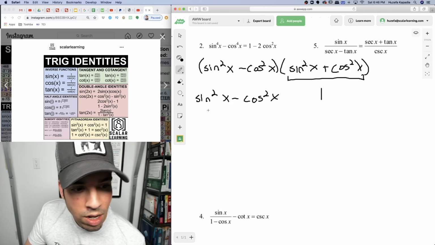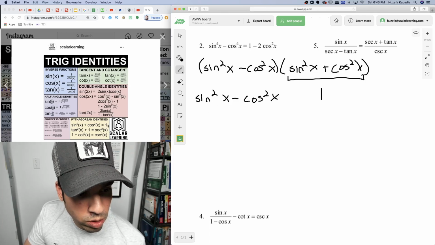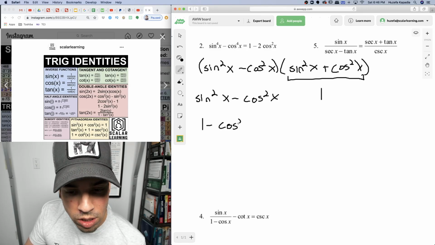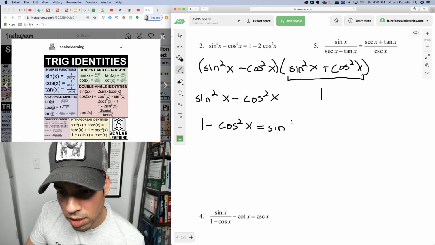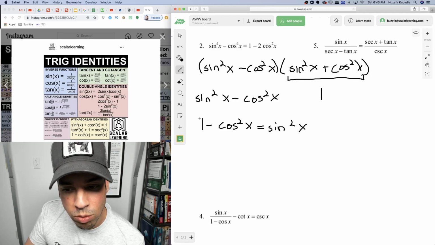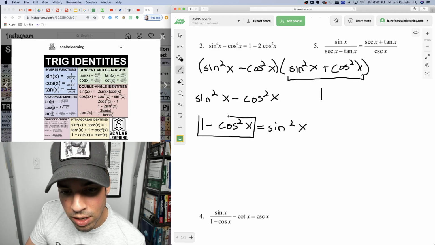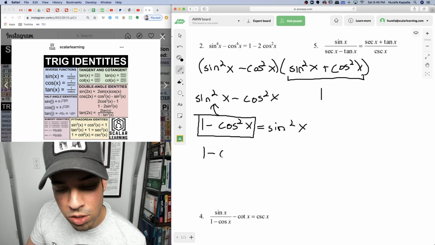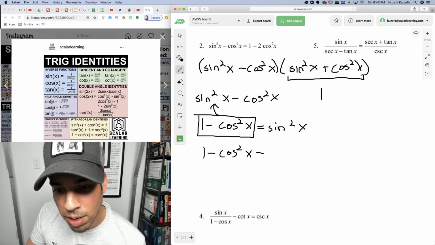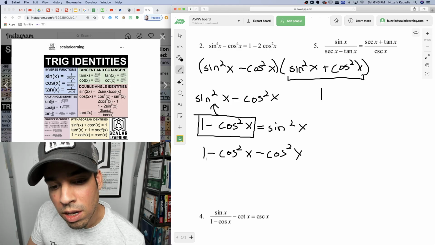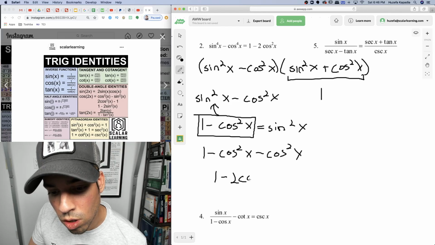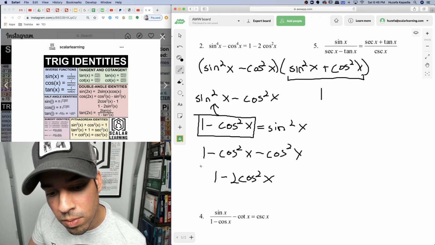I don't have any sine squared x, but sine squared x plus cosine squared x equals 1, which also means that 1 minus cosine squared x, right? If I subtract cosine squared from that side, equals sine squared x. This is our Pythagorean identity, which means I can take this value right here and plug it in for that. So now I have 1 minus cosine squared x minus cosine squared x. These combine because they're both negative, so it's 1 minus 2 cosine squared x, and that's it.